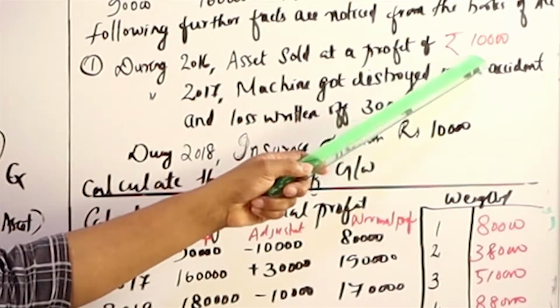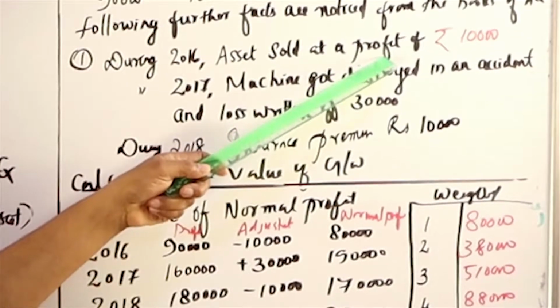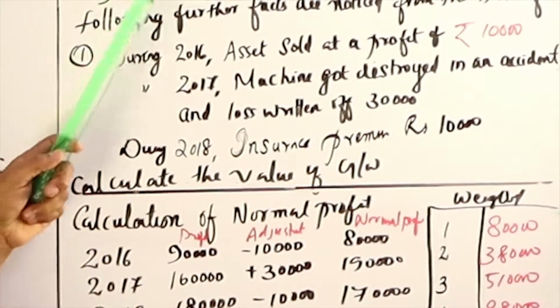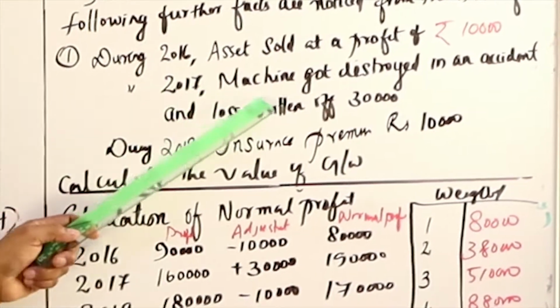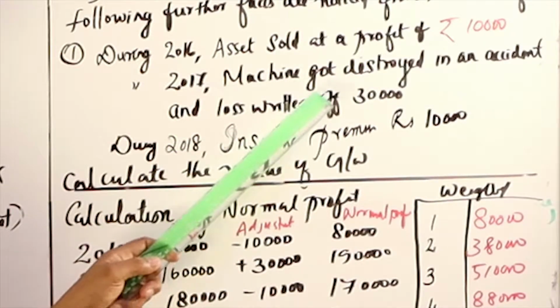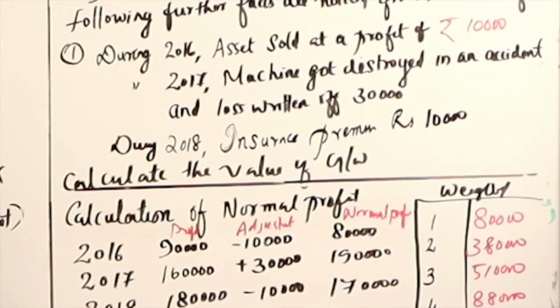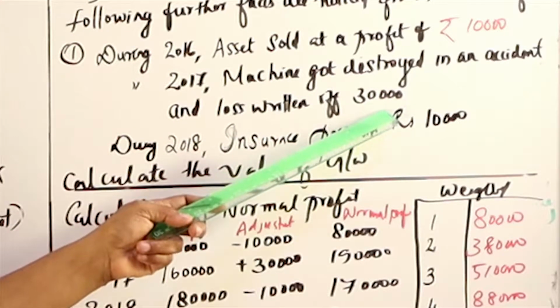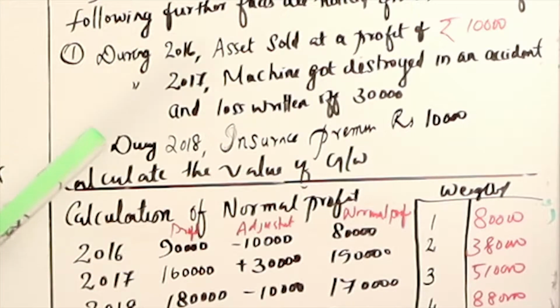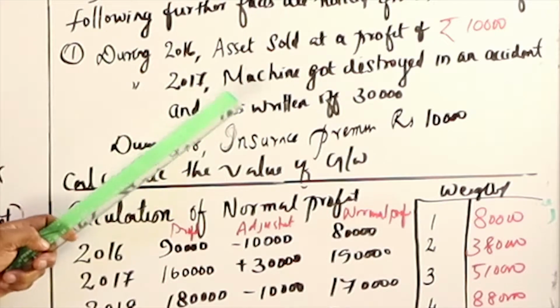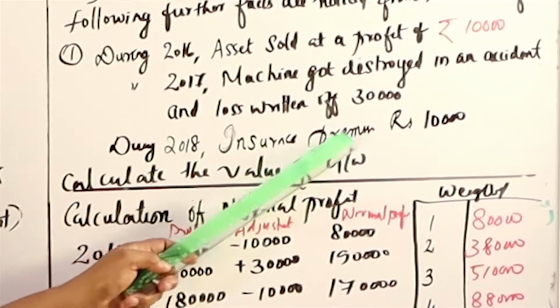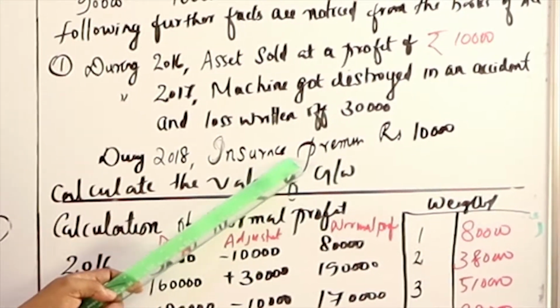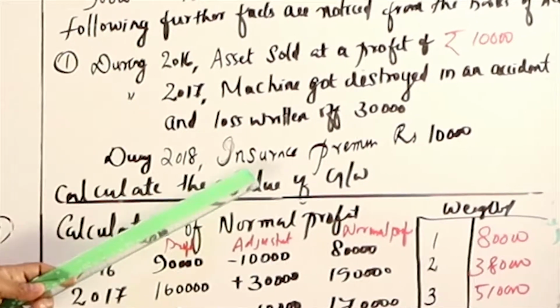Assets sold at a profit of 10,000. See, this is abnormal income, so we have to subtract it for making normal profit. Then in 2017, the machine got destroyed in an accident and a loss of 30,000 was written off. Our profit was already reduced by it, so we have to add it back. Abnormal losses we have to add back, abnormal gains or incomes we have to subtract. During 2018, insurance premium of rupees 10,000 is a recurring expense, so we have to subtract it. So there are only 3 adjustments here.